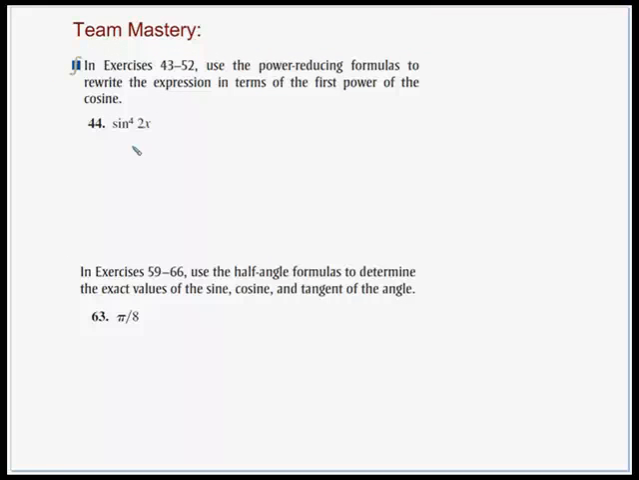And for a little more practice here, use the power reducing formulas to rewrite the expression in terms of the first power of cosine. So now it's sine to the fourth of 2x. So this is a lot like the first example, but now there's a multiple angle in there. So it's going to change a few things by the end.